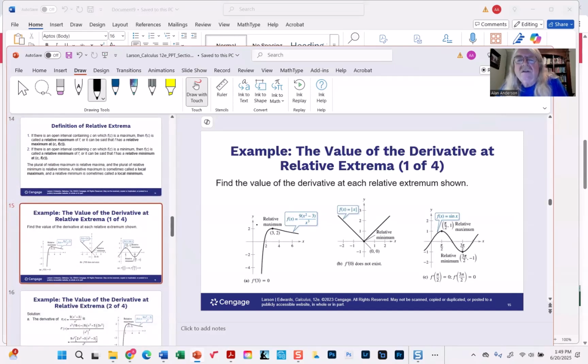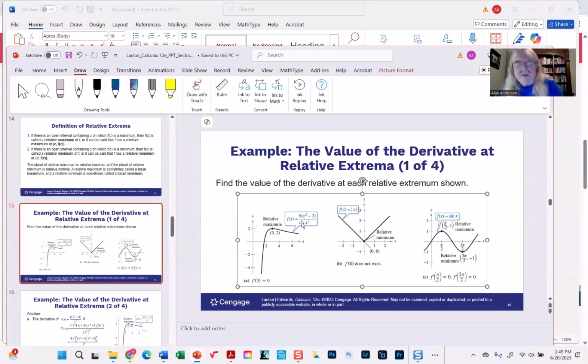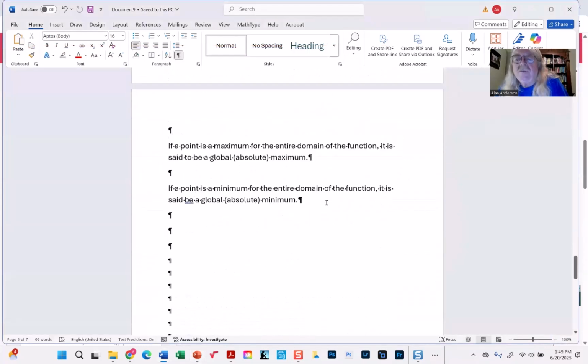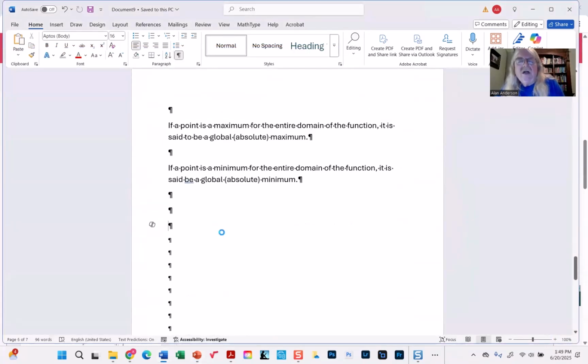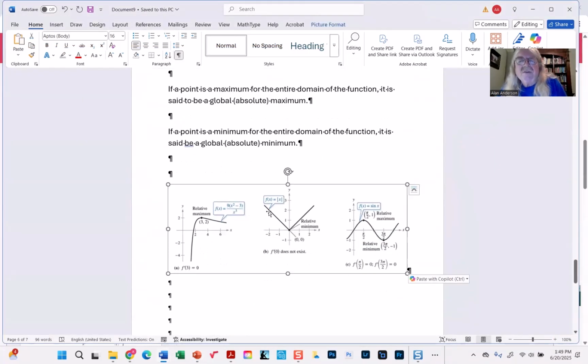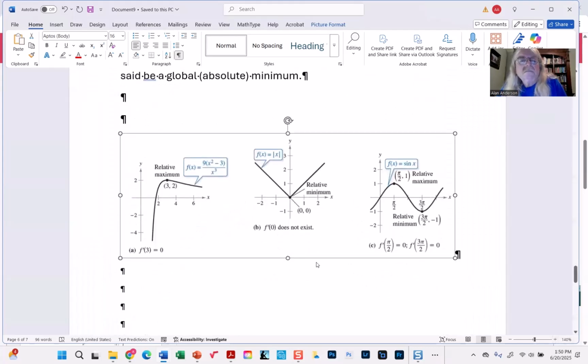Now, of course, here we don't know yet how to actually find these extrema. Instead, we're looking at it ourselves and seeing where it appears to reach a minimum or maximum value. So now this one, you can see by the way it looks, you can see that the point 3, 2 is a relative maximum. Over here, there's a relative minimum at the origin.